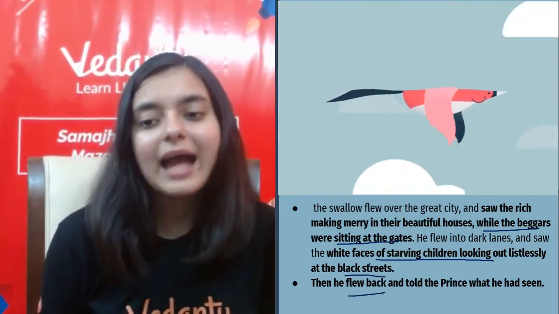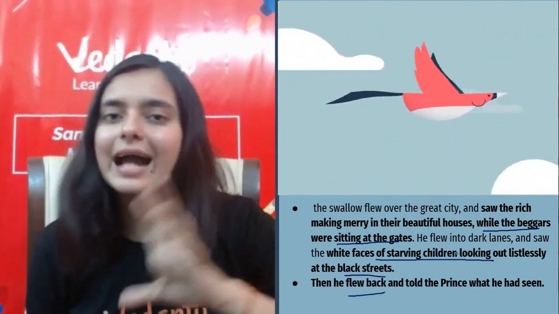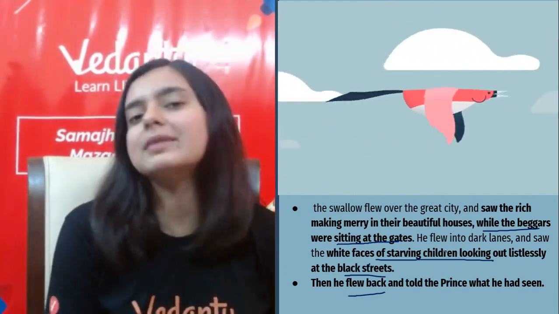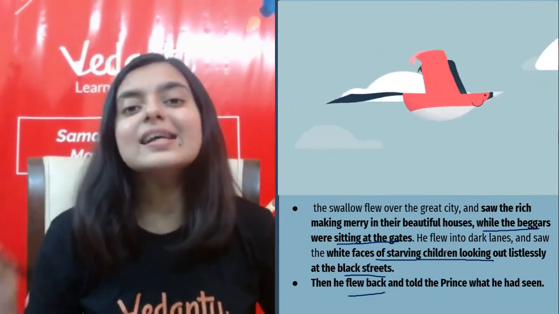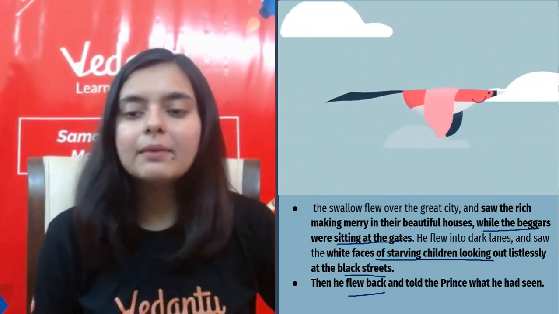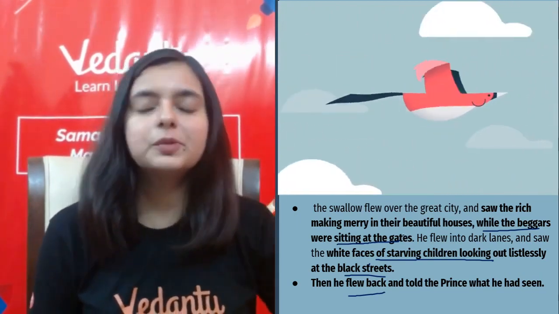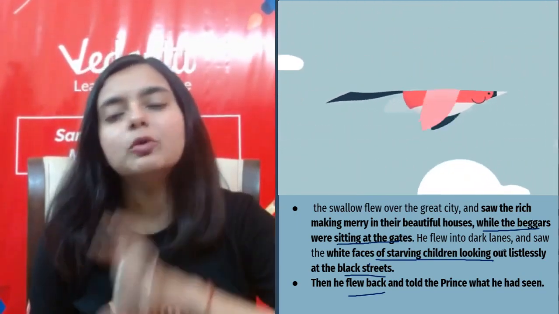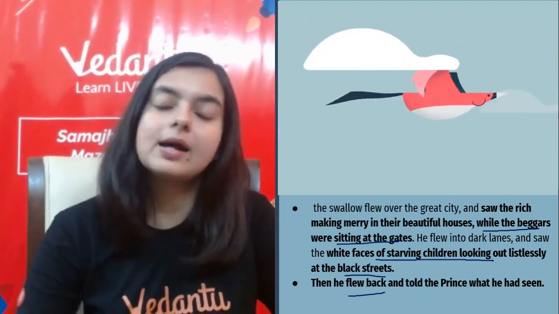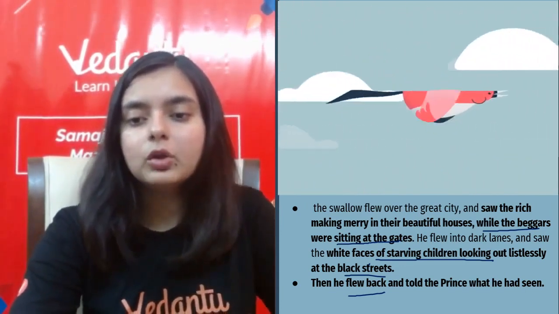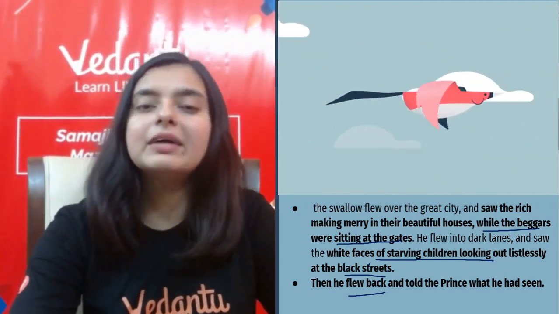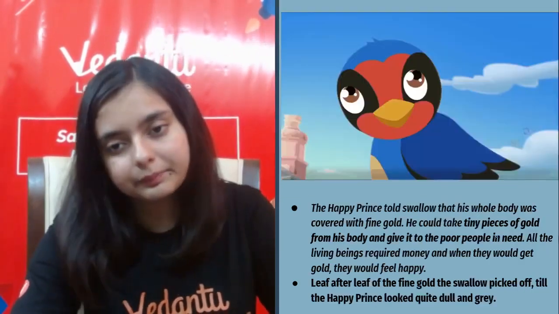Then he flew back and told the prince whatever he had seen. So he narrated all the miseries and the class difference. The rich were making merry, that means the rich were becoming richer, while the beggars, the poor people, were starving. They were not able to even sustain their livelihood.